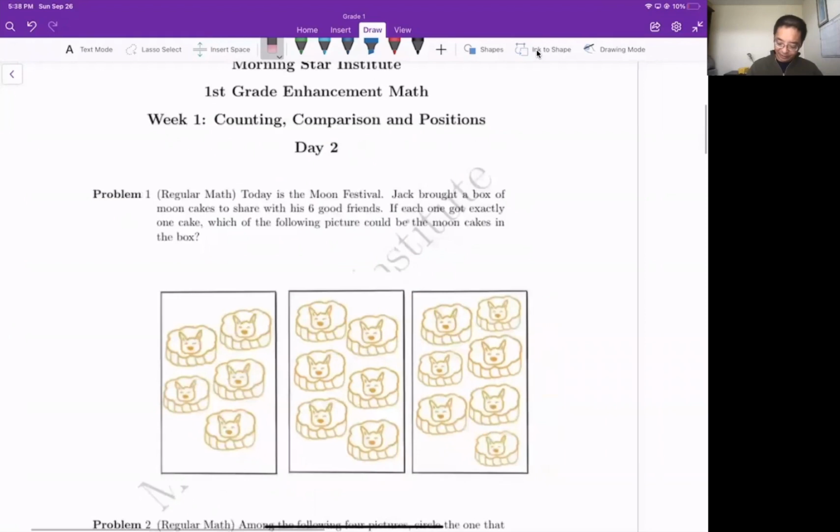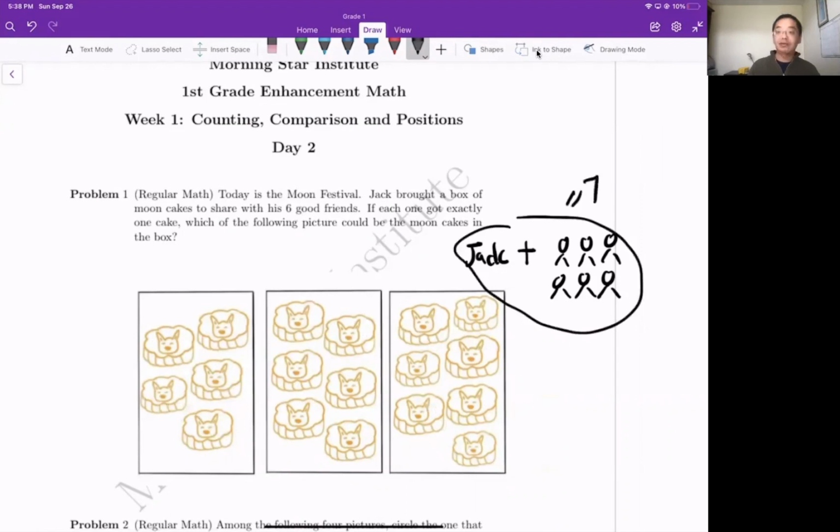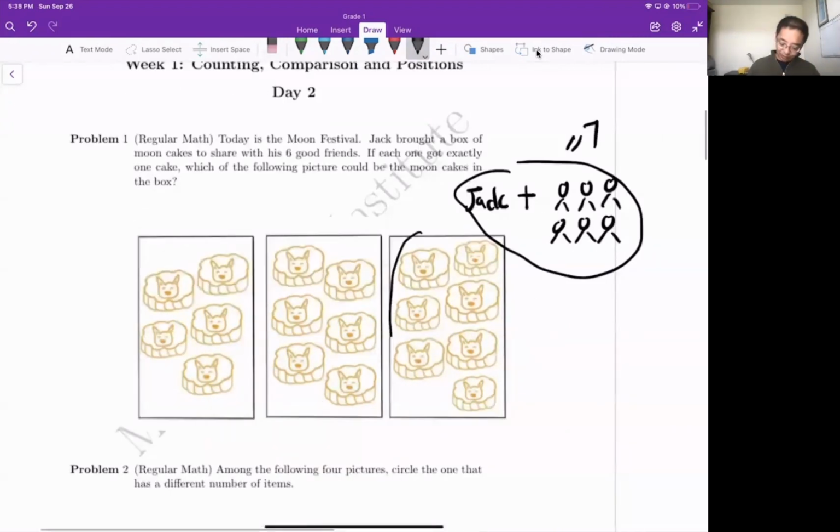It says Jack shares with his 6 friends. So what we have is Jack plus his 6 friends. 1, 2, 3, 4, 5, 6. So 6 add 1, which in total here is 7 people. So in total, 7 people are sharing this box of mooncakes. Therefore, the answer is 7.